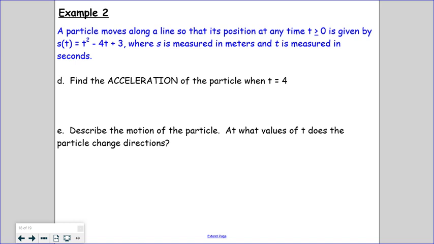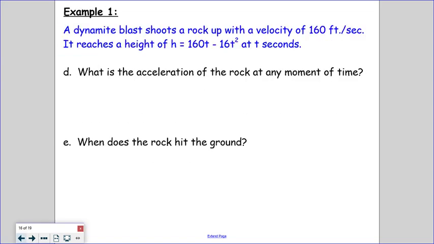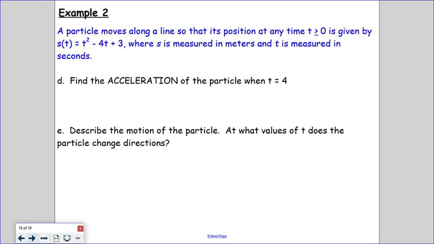Either way, I would start by finding my just generic derivative. And then if it said at any given time, I would stop there. That was like this one. At any moment of time, we would stop at our generic derivative. But if they give us a specific moment of time, then we would plug it in after we found our derivative. They give us the position function in this one.